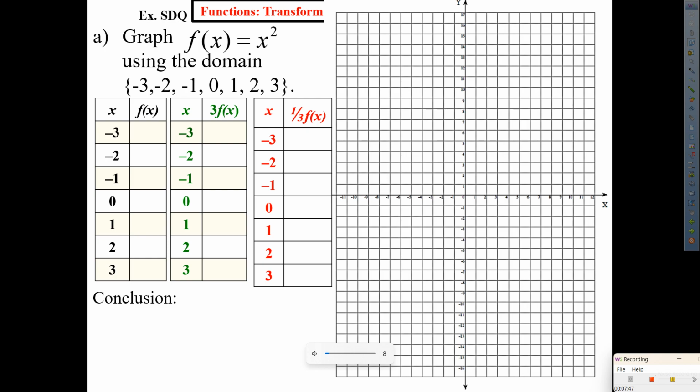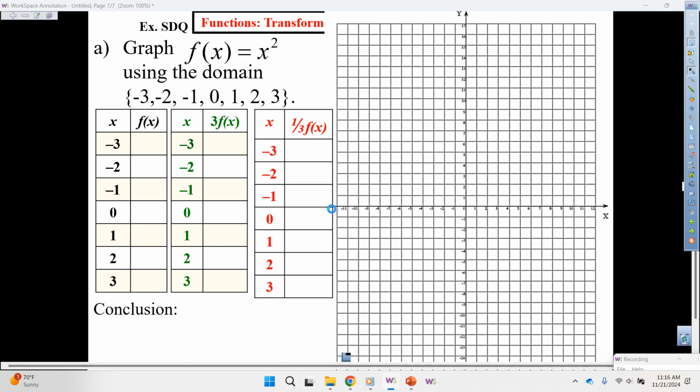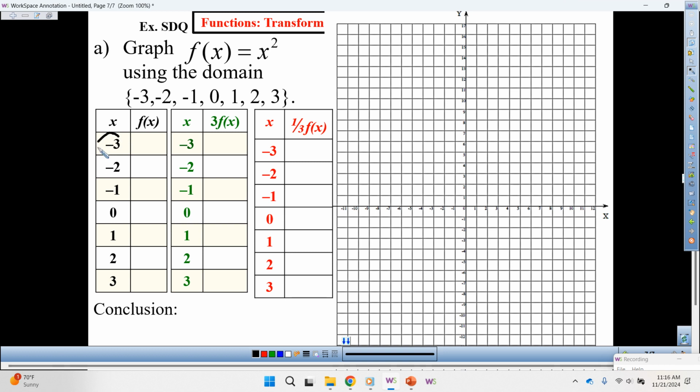Ready? Here we go. It's going to go pretty fast, so stay focused. We're going to start with the original f of x. Y'all ready? We're going to start with -3, and it says to the second power. So what is -3 times -3? 9. That is correct. Fill that in.